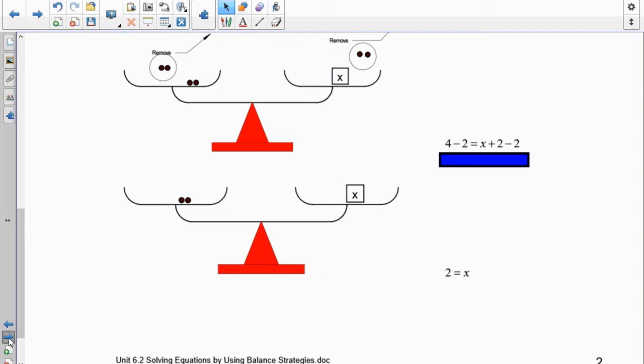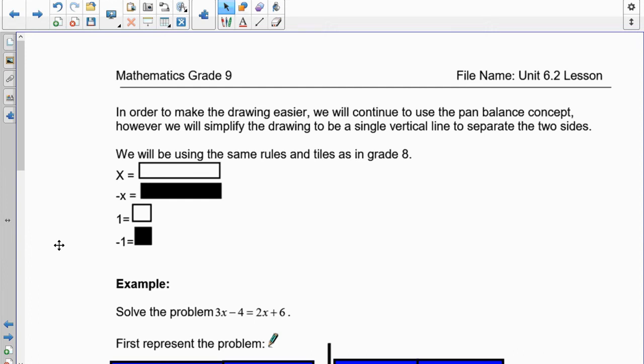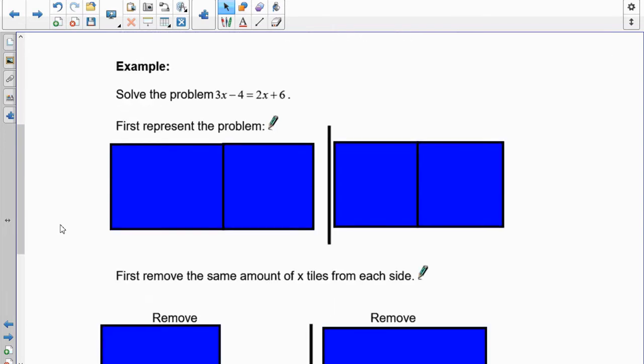Now, we have to work with positives and negatives and all that kind of stuff. So let's go back to our algebra tiles and try another problem using algebra tiles. We have a problem, 3x minus 4 is equal to 2x plus 6. So I need to model this equation. Now I've gotten rid of the pan balance, but I've still got this little bar here, and that represents my equal sign. So here's my left side equals right side.